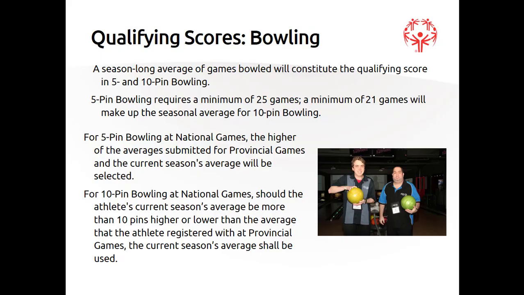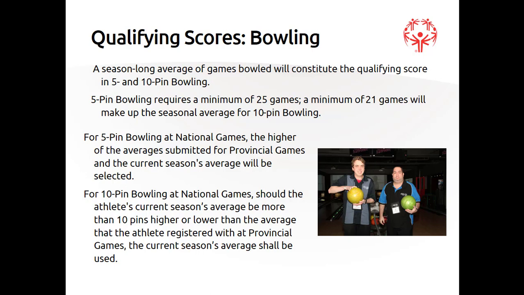Season-long averages are to be submitted as qualifying scores in 5 and 10 pin bowling. A minimum of 25 games must be played for 5 pin bowling, and a minimum of 21 games is required for 10 pin bowling. For 5 pin athletes heading to national games, the higher of the averages submitted for provincial games and the current season's average will be used for divisioning.